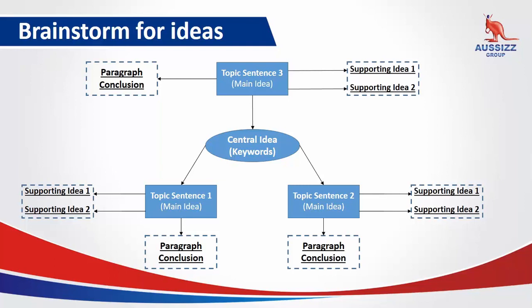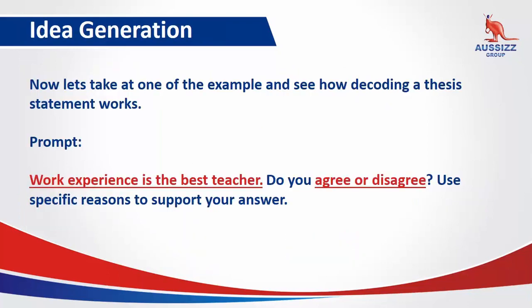You will then move over to topic sentence number 2 or paragraph 2. The process repeats. You will have a main idea. That will be in your topic sentence. You then provide supporting ideas, and then you will have a paragraph conclusion, which kind of funnels you out into the next idea. Now let's talk about idea generation for a little bit. Now let's take one of the examples and see how decoding the thesis statement works.